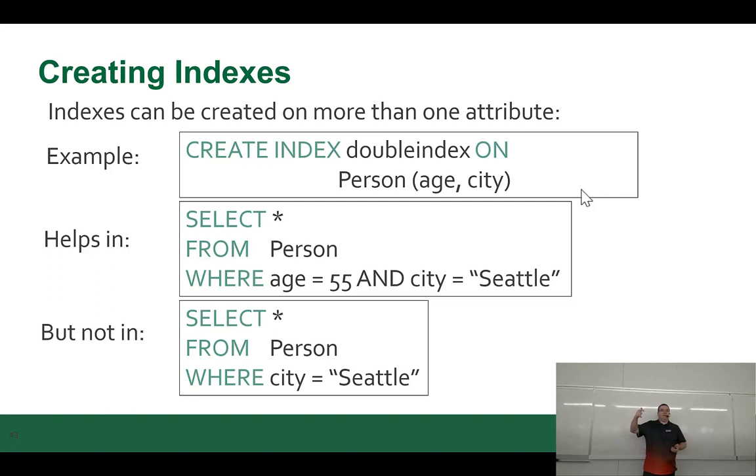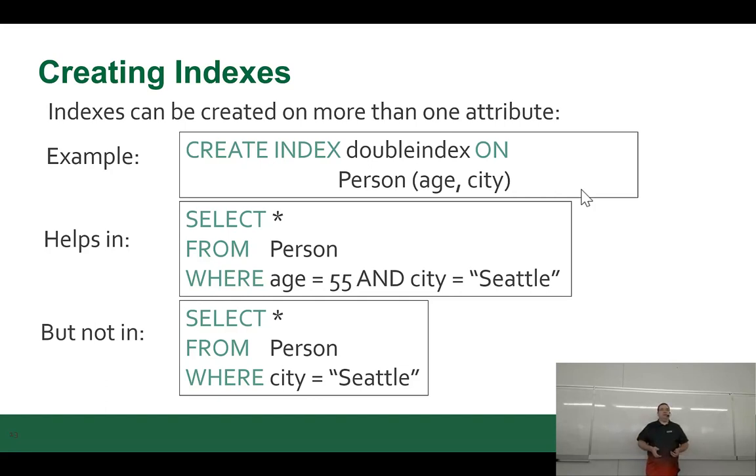You're indexing the same data twice, but in two different places. So a multi-column index would help, for example, select star from person where age is equal to 55 and city is equal to Seattle. It would speed that up, but it would not help the second example, select star from person where city is equal to Seattle, because city equals Seattle does not match a known index. The index on person is two columns. The query optimizer will say, do we have any indexes that's just city? No. Done. Table scan.